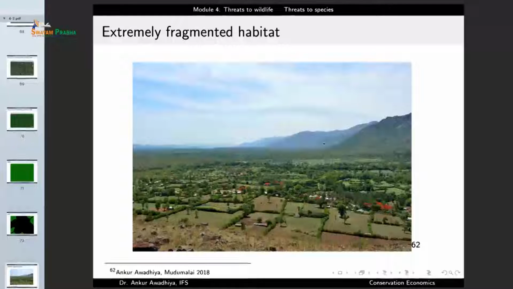So this area is a part of the elephant corridor. So elephants traditionally use this area to move from one place to another place. But now with the settlements, we can see that these hills still have some forest left, but the rest of the place is now completely converted into a human dominated landscape. And in such landscapes, people set up fencing, and because of that, animals are unable to cross into these landscapes.